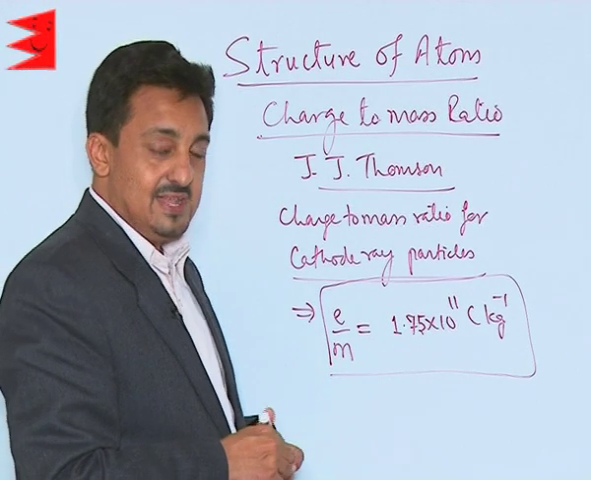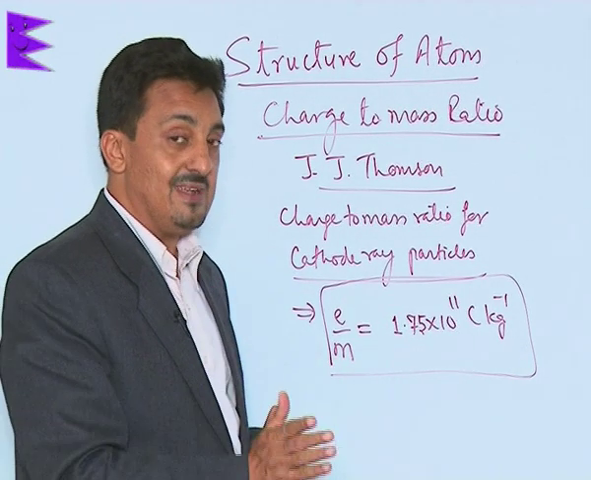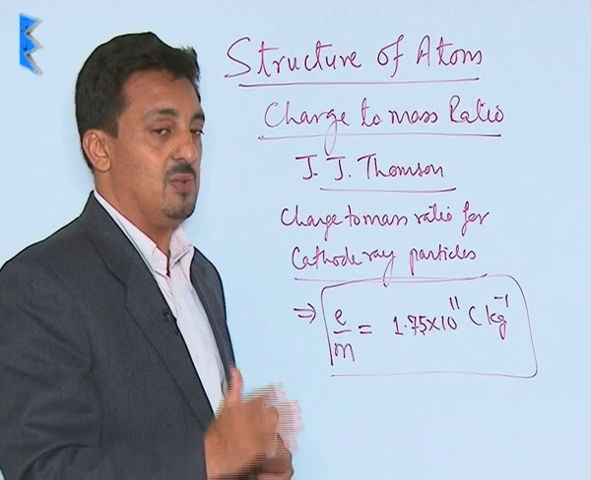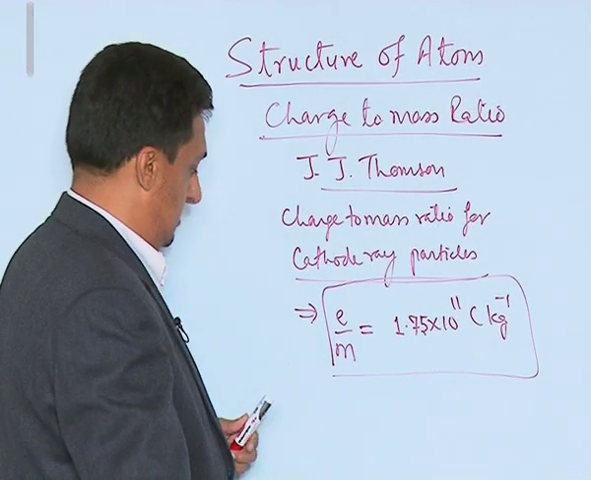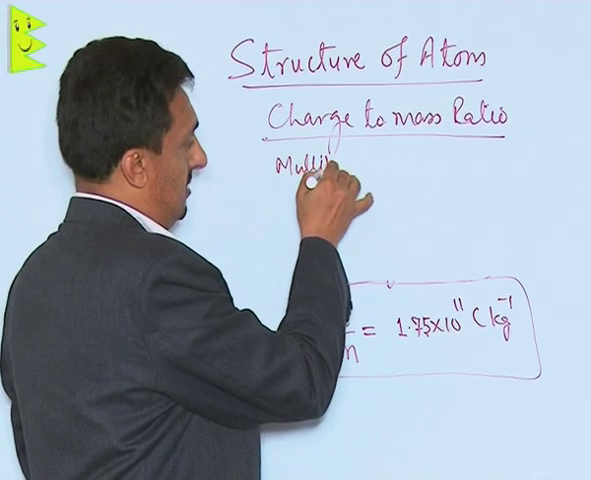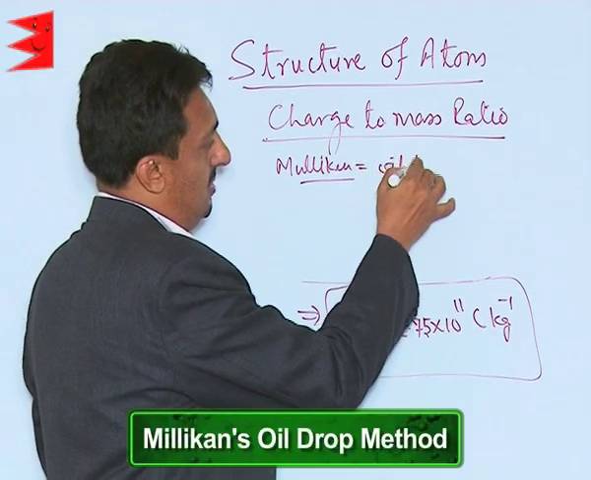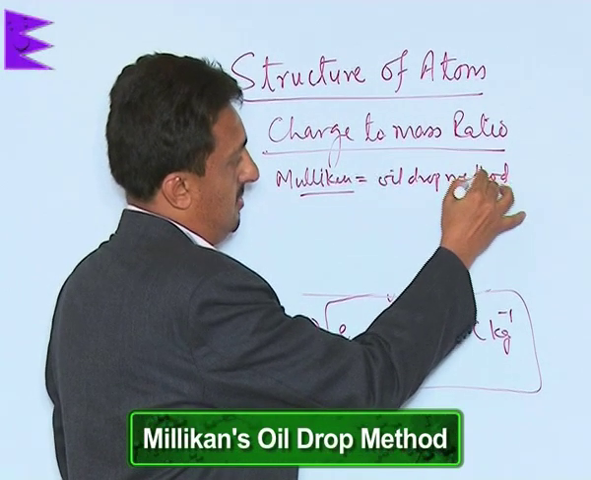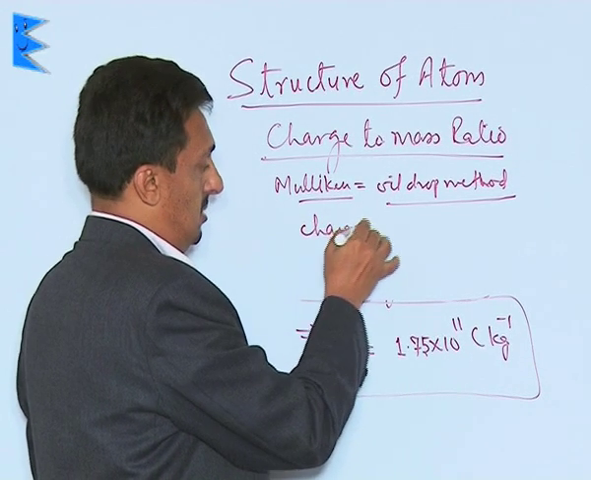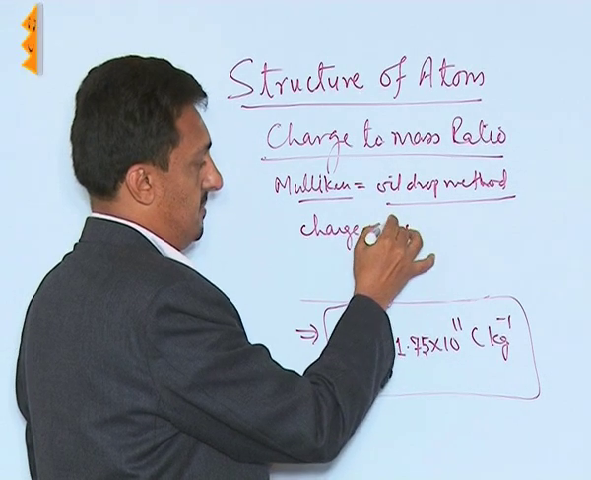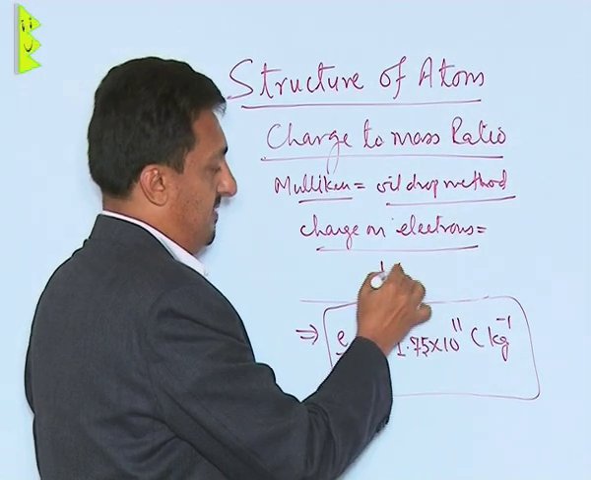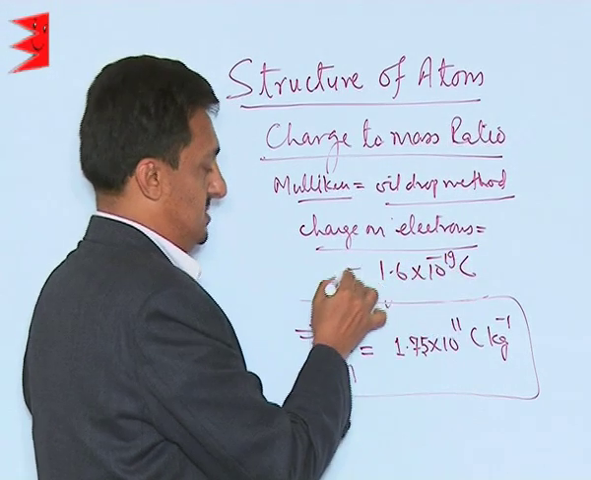Thomson, and later on it was proved experimentally by Millikan in his famous Millikan oil drop experiment, from where he exactly calculated what the charge is. So it was the Millikan oil drop method with which he concluded that the charge on electrons is 1.6 into 10 to the power minus 19 coulombs, and it is negative.